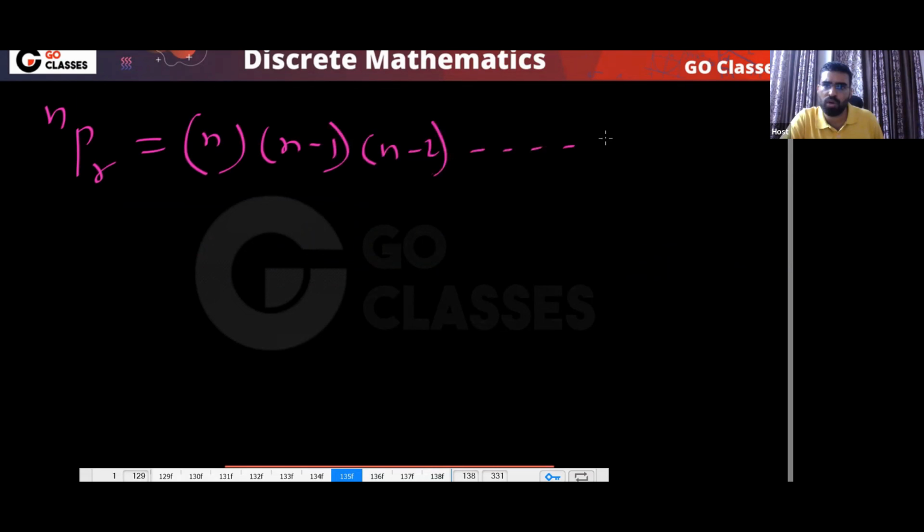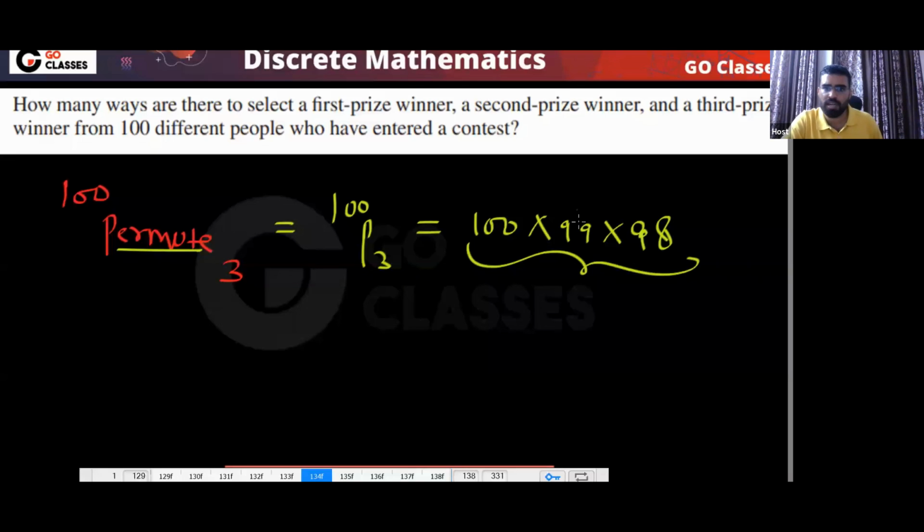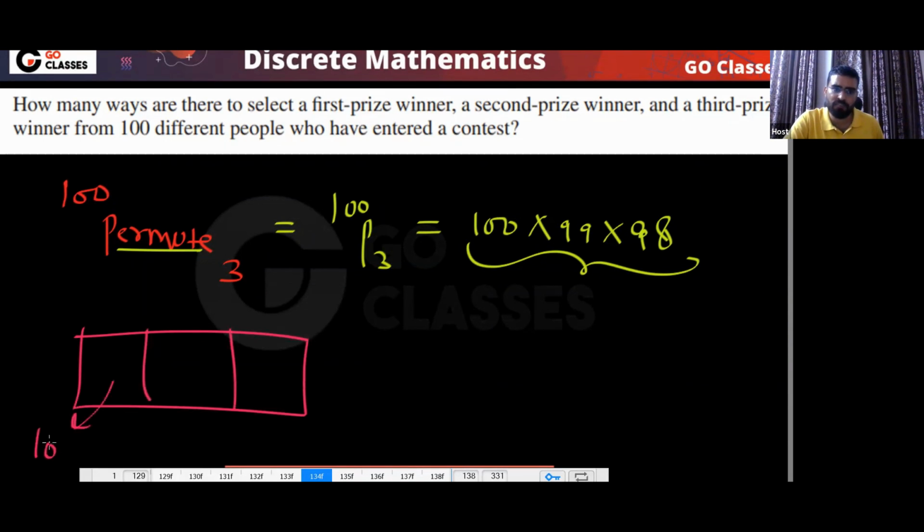This is very important. Again, when you write nPr, to find this value, just directly do n, n minus 1, n minus 2, go down, go down, go down. How many terms? R terms. So the answer will be this. And the same question you can solve using the product rule: for the first prize 100, for the second prize 99, and for the third prize 98. This is your answer from the product rule.